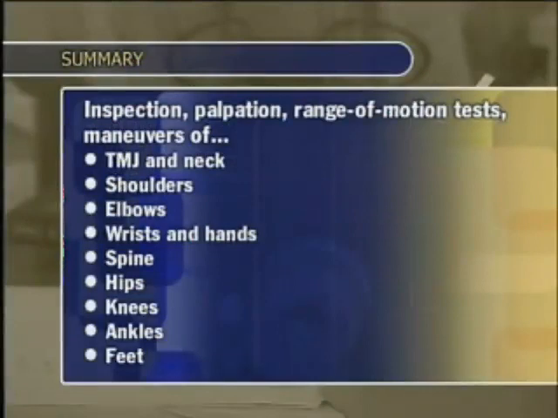To summarize, examination of the musculoskeletal system includes inspection, palpation, range of motion tests and maneuvers of the temporomandibular joint and neck, shoulders, elbows, wrists and hands, spine, hips, knees, ankles, and feet.